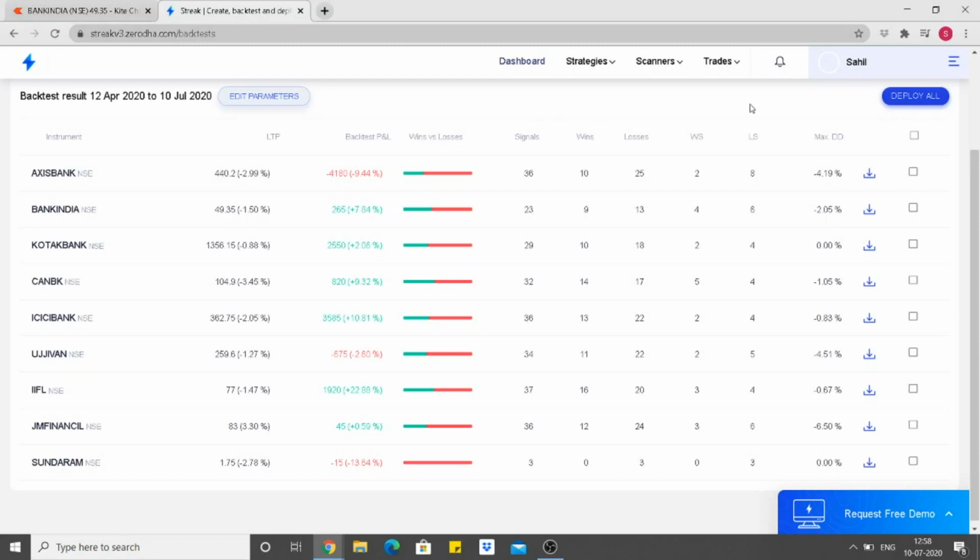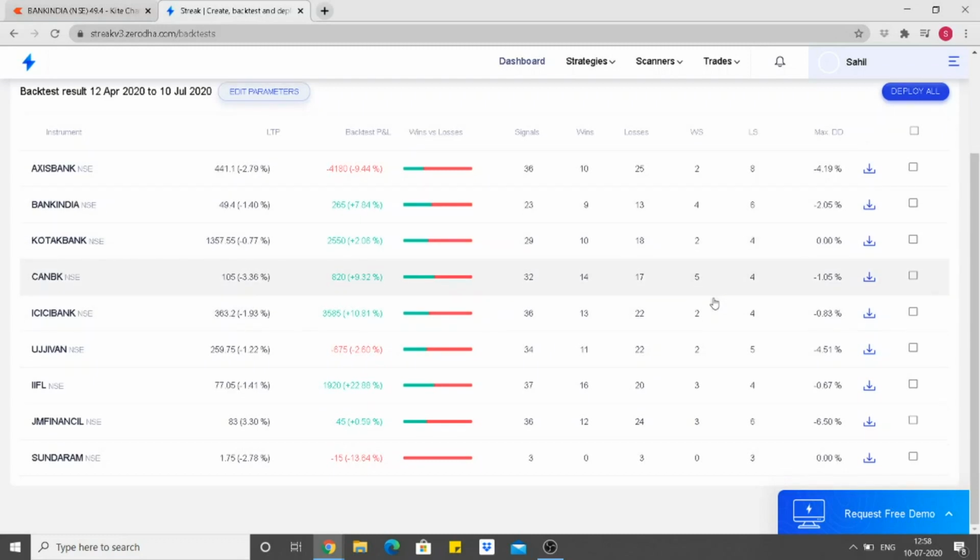Then we have other important figures over here, which are the number of signals, wins, losses, winning streak, losing streak. Then we have max drawdown. In simple terms, max drawdown is a measure of your risk. So you should maintain a healthy max drawdown to profit ratio. Ideally, your max drawdown should be 3 to 4 times lesser than your profit or your return, right?